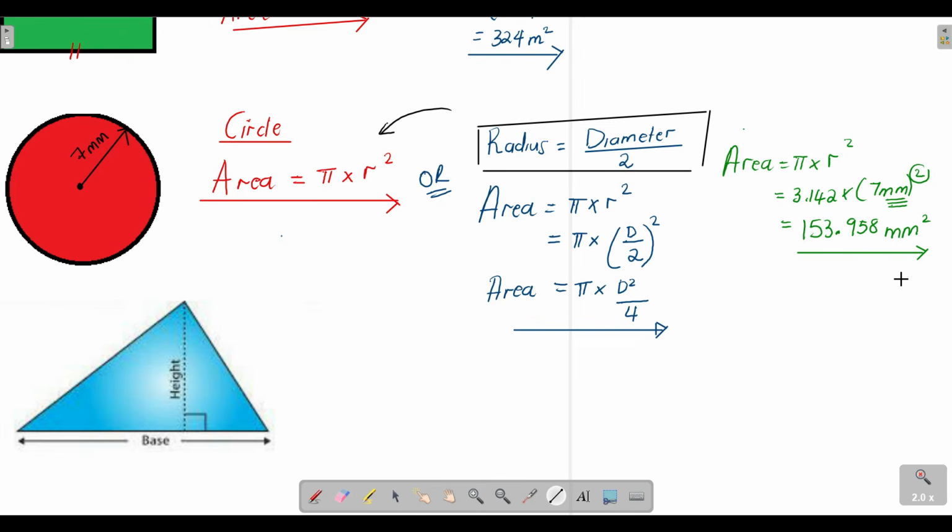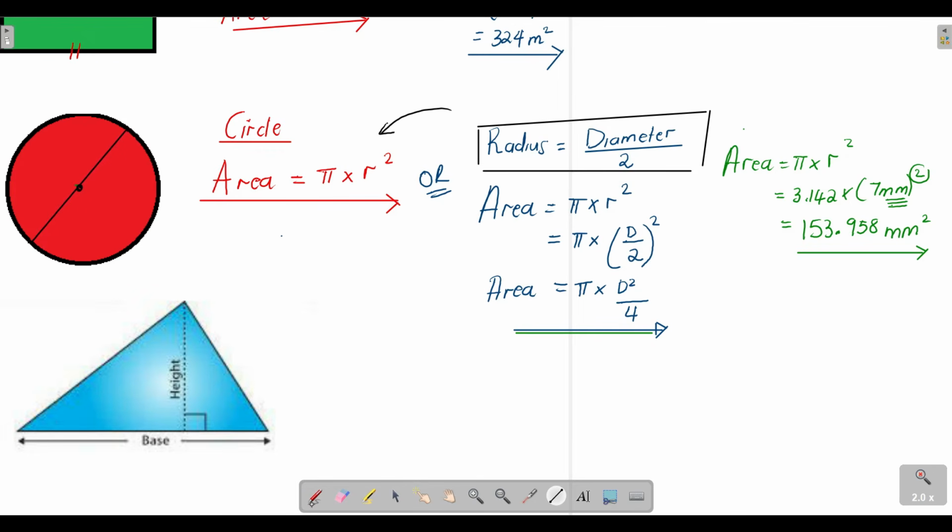Now, what happens, let's say, for example, we wanted to check to see if we would get the same answer if we use this equation that I've also given you here, where you can calculate the area of a circle by just using the diameter. Let's say we wanted to do that. So in this case, let's say they gave you the diameter of 14 millimeters.